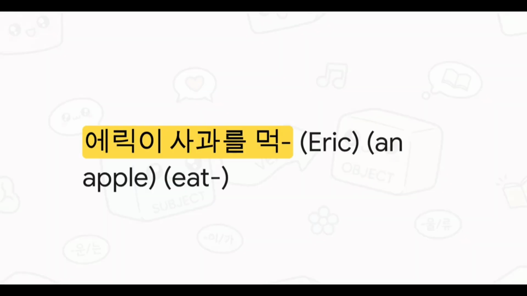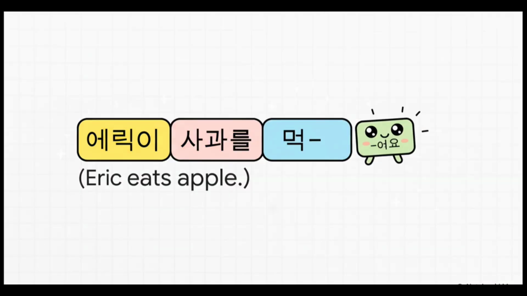Now it's time for the boss. The verb to eat is 먹다. Remember the rule? We just drop the 다 to get our stem, 먹, and we place it right at the very end. And for the final touch, we add that common, super useful, informal polite ending, 어요. And there it is, 에릭이 사과를 먹어요. A perfect, totally natural Korean sentence. You did it!